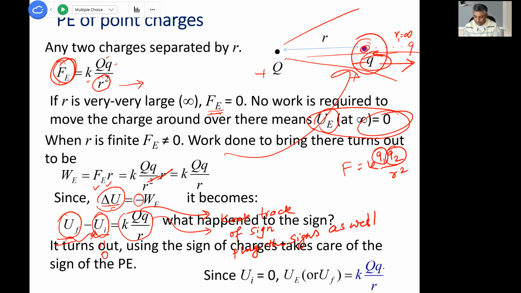Now, how is this different from force? Force has R squared, distance squared, but the potential energy has just R, not R squared. That's the difference there. They look very similar, but there is a slight difference, okay? And they are related to each other, of course.